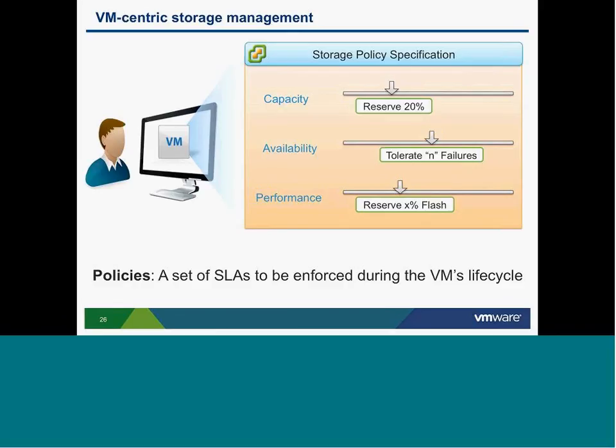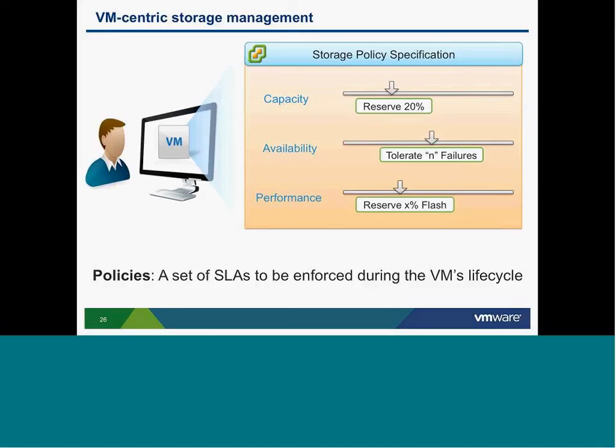In terms of availability, what's specified here is the ability to tolerate N failures. So if the policy says that the VM should be able to tolerate 1 failure, whether it is a disk failure or an SSD failure or a host failure or a network failure, what vSAN will do under the covers is create 2 copies of the data that would be spread across 2 hosts in the cluster itself.